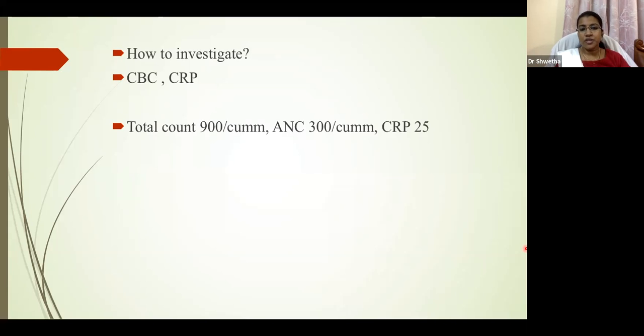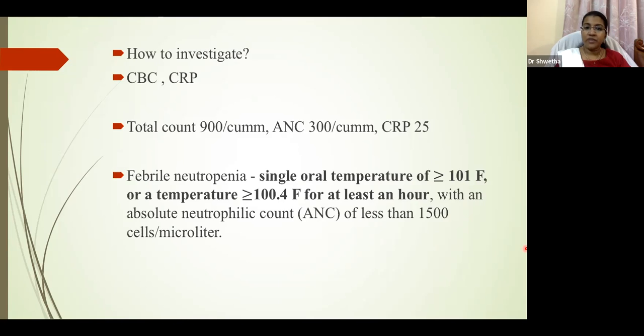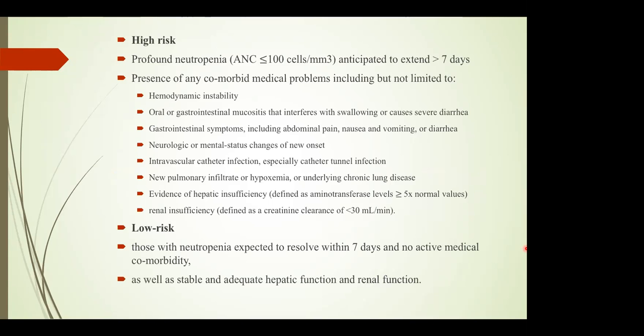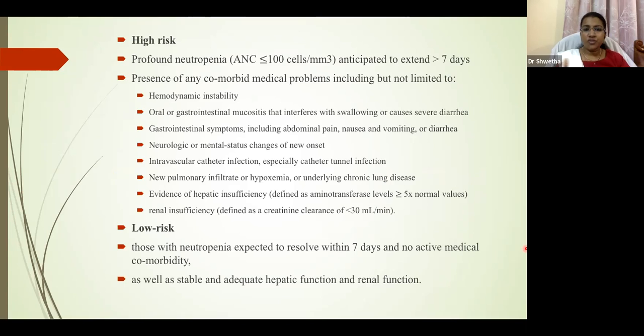So the total count in this patient is 900, an ANC of 300, and the CRP is 25. So there is definitely some infection here, and the patient is in neutropenia. So this patient has febrile neutropenia: a single oral temperature of more than or equal to 101, or a temperature of greater than 100.4 for at least an hour, with an absolute neutrophil count of less than 1,500 cells per microliter. This is the definition of febrile neutropenia. So this is just for your information.